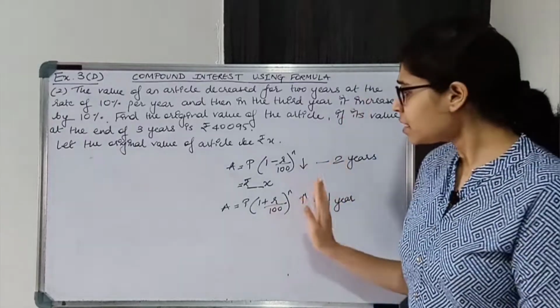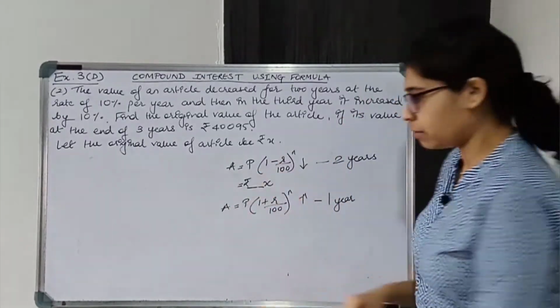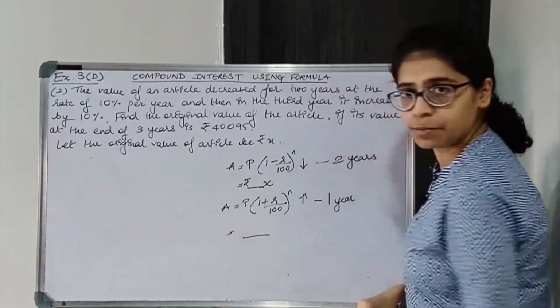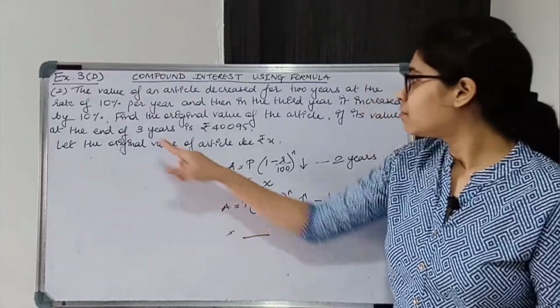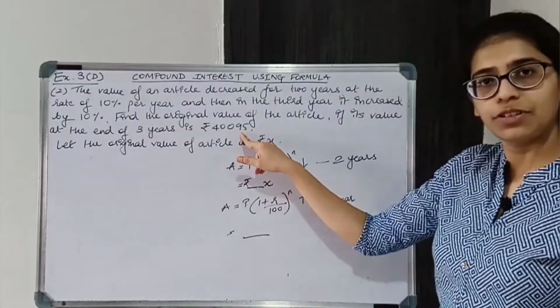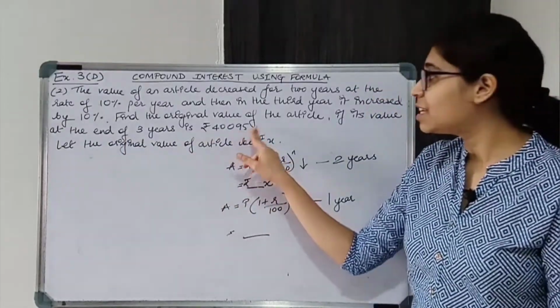Okay, substituting the values, you can just solve. You will get something again. Now the amount at the end of 3 years, okay, the value at the end of 3 years is this much.